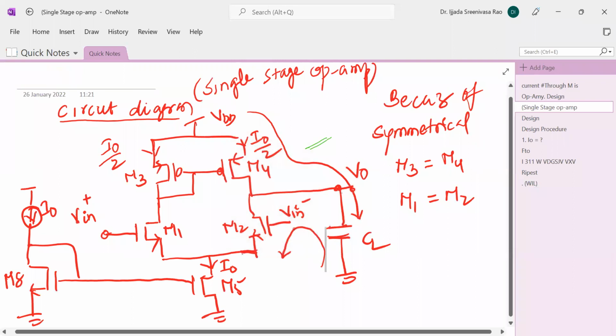CL is there, and what is the output impedance here? This is the R04 and this is the R02. These two are a parallel combination. Can you agree with me? So for this, resistance is R04, for this, R02. These two are parallel here at this node. Am I correct?